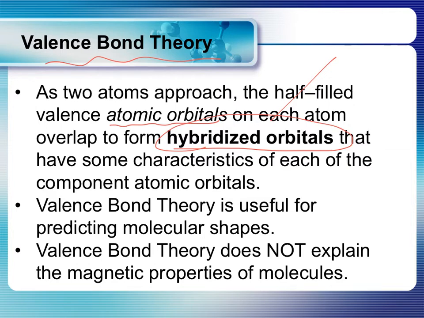Valence bond theory has some faults, some areas that it doesn't work very well with, but it does work very well for predicting molecular shape. So that's primarily why it's still used today. It's not as sophisticated as the molecular orbital theory, and it doesn't explain some properties of molecules, which are explained by molecular orbital.